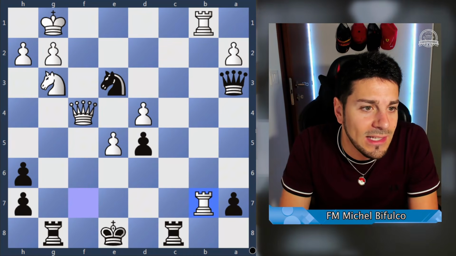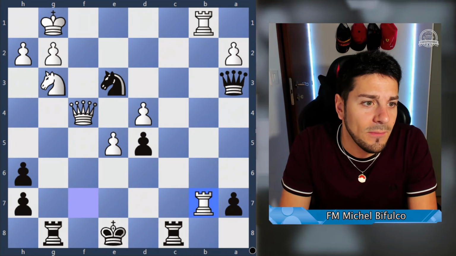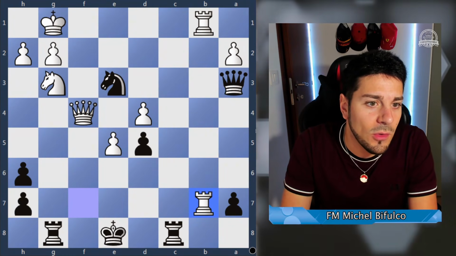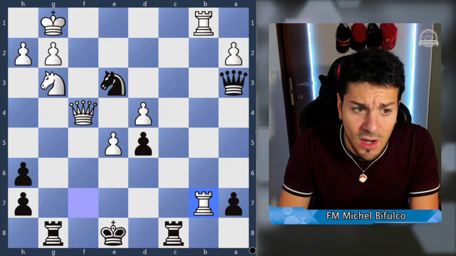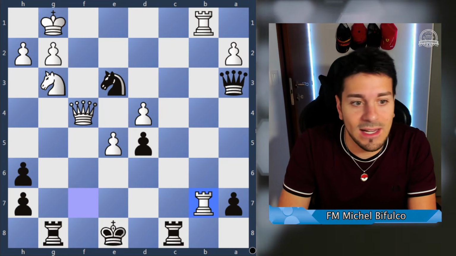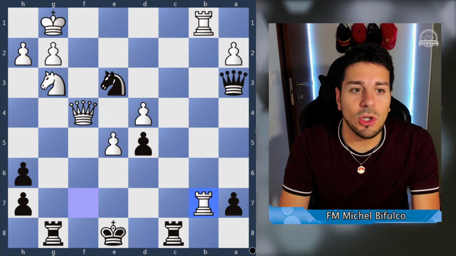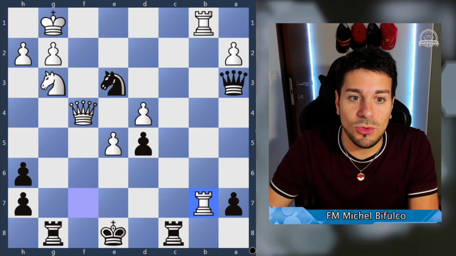Alright, let's look at this position. The knights are equal, 2 rooks each, the queen, pawns. We have 1, 2, 3, 4. We are down a pawn. We have 1 less pawn with black, so we need to find something here. So, let's start with checks. Let's look at the candidate moves that give check.